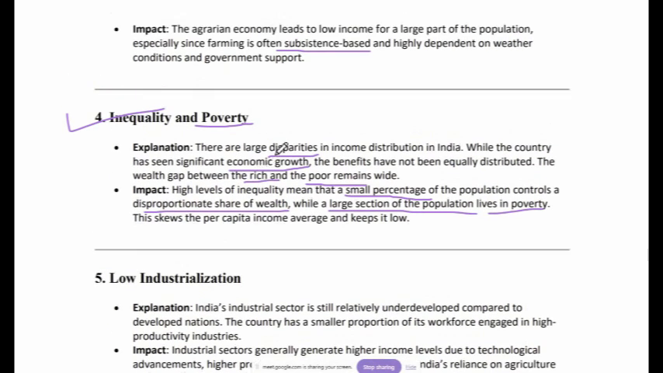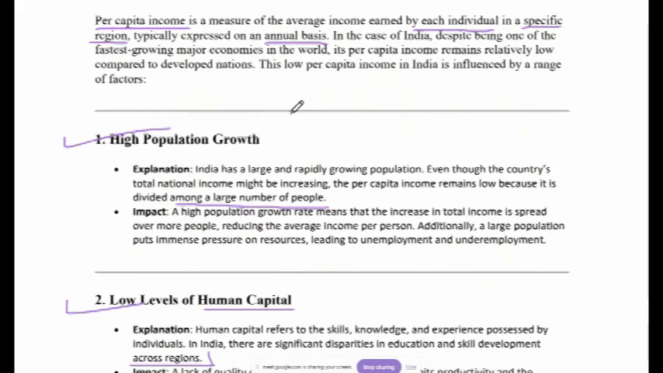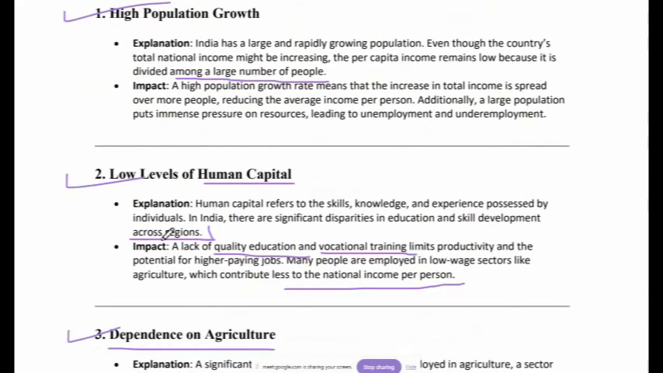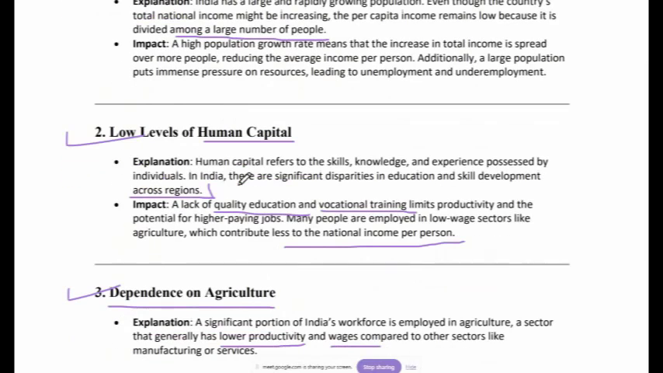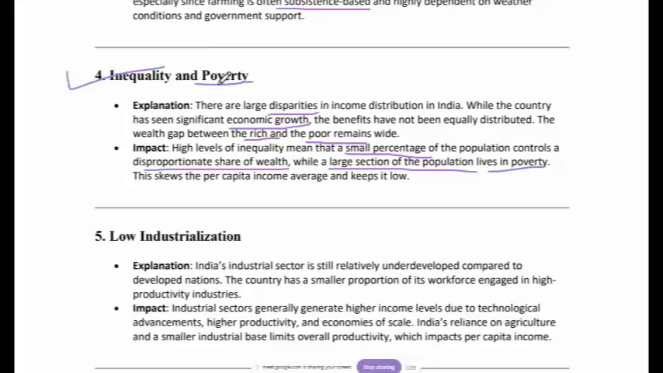तो हमने अभी तक 4 पॉइंट्स देखे, causes of low per capita income. पर कैपिटा क्यों कम है, लोगों का एवरेज इनकम क्यों कम है, क्योंकि पॉपुलेशन बहुत ज्यादा है। एक तो वो, फिर ह्यूमन कैपिटल की कैपेसिटी बहुत कम है क्योंकि स्किल्स नहीं हैं, नॉलेज नहीं है वगैरह वगैरह। फिर मेजर पॉपुलेशन इज डिपेंडेंट ऑन एग्रीकल्चर, वो भी एक कारण है जिसकी वजह से लो प्रोडक्टिविटी है। और इनइक्वालिटी एंड पॉवर्टी बहुत ज्यादा है इंडिया में, जिसकी वजह से भी पर कैपिटा इनकम स्क्यूड हो गया है, खराब हो गया है.